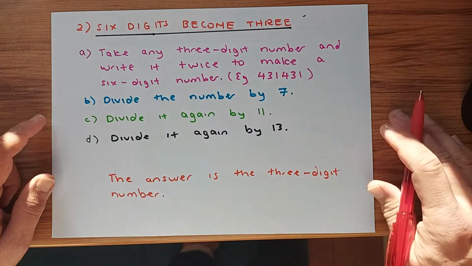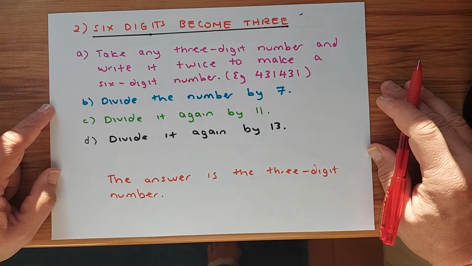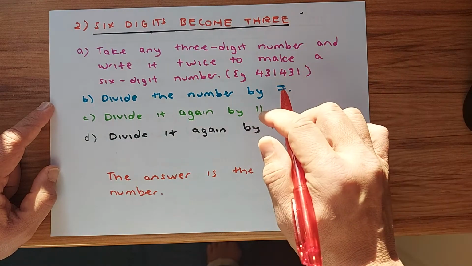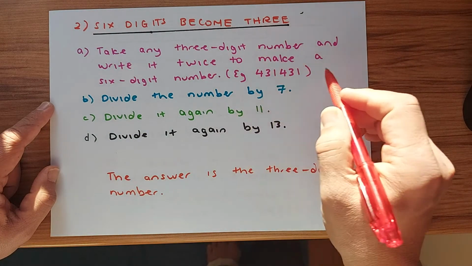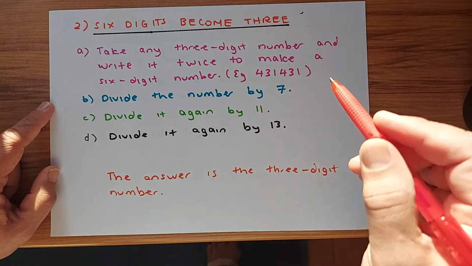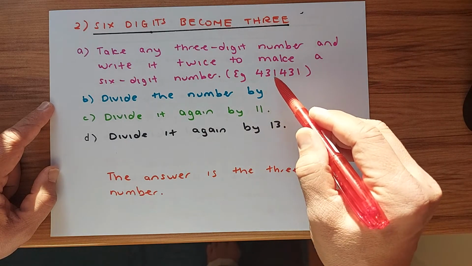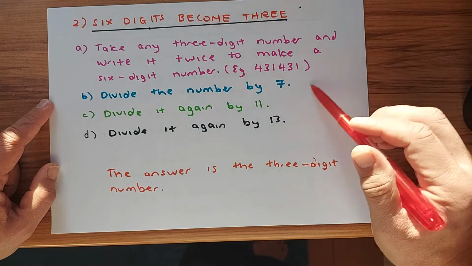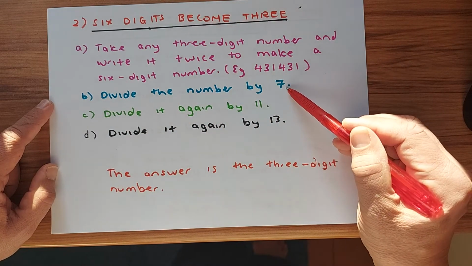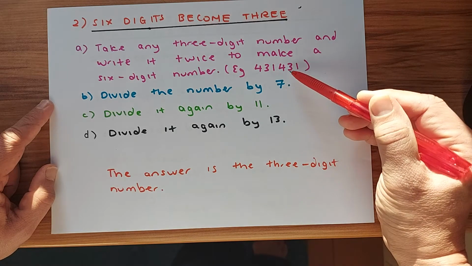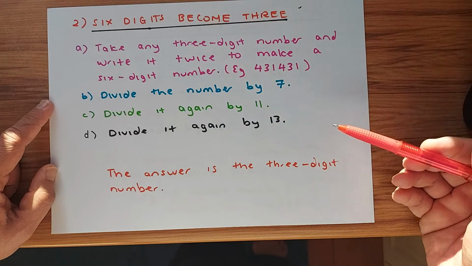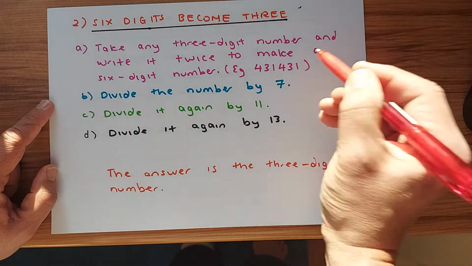Trick number 2, 6 digits becomes 3. What it means is that you are going to take any 3-digit number. You can take 431 and you double it, so 431, 431. It could be 123, 123. We shall work on 431, 431. Next step, take that number and divide by 7. When you get the answer, you divide that answer by 11. And then you divide again by 13. And your answer is going to be 431.